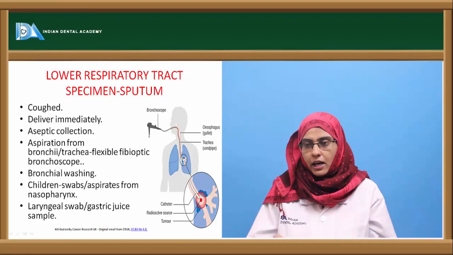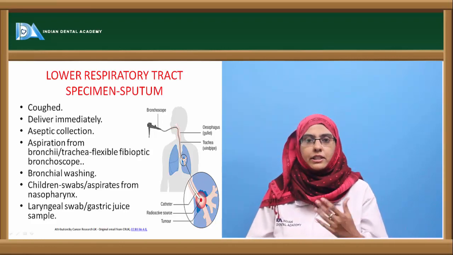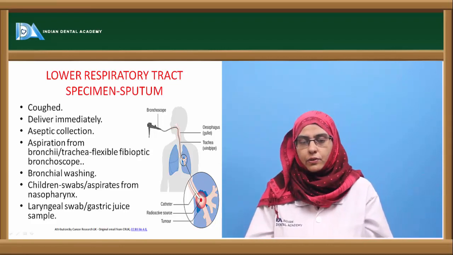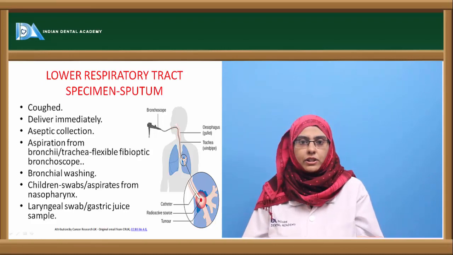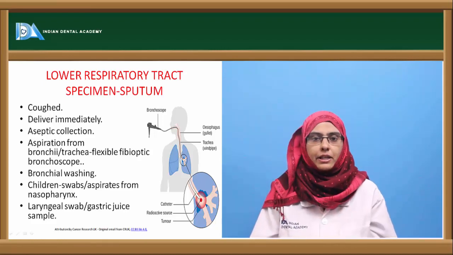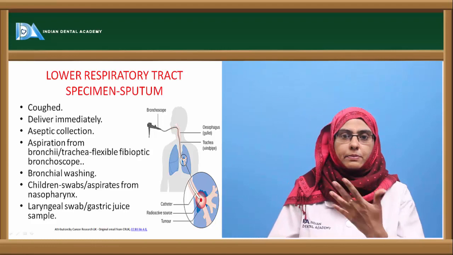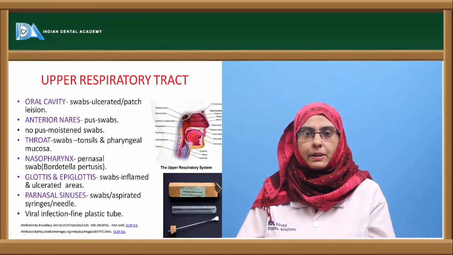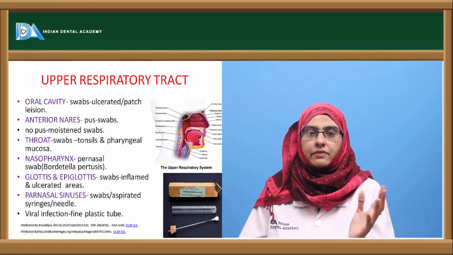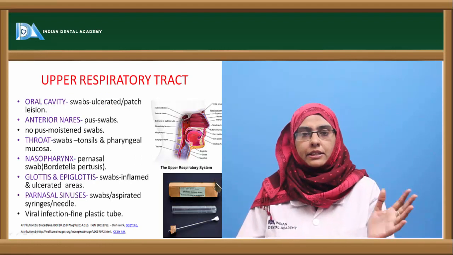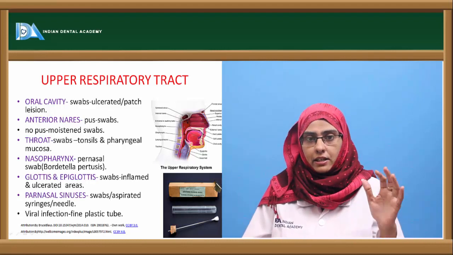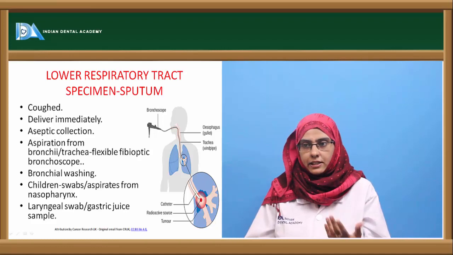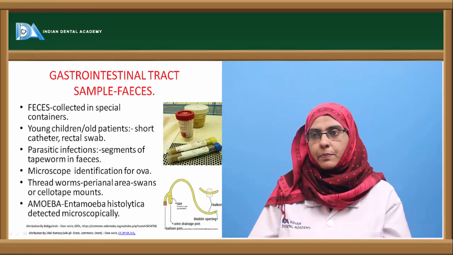So apart from this, initially bronchial washing was used as a specimen, but nowadays it is of no use, because bronchial washing will contain mostly contaminating microorganisms, that is, the normal flora present in that particular area. So this is about the lower respiratory tract. So, upper respiratory tract and lower respiratory tract: the difference is, in the upper respiratory tract it is easy to collect the specimen with the help of a swab, and in the lower respiratory tract the specimen is usually the sputum.